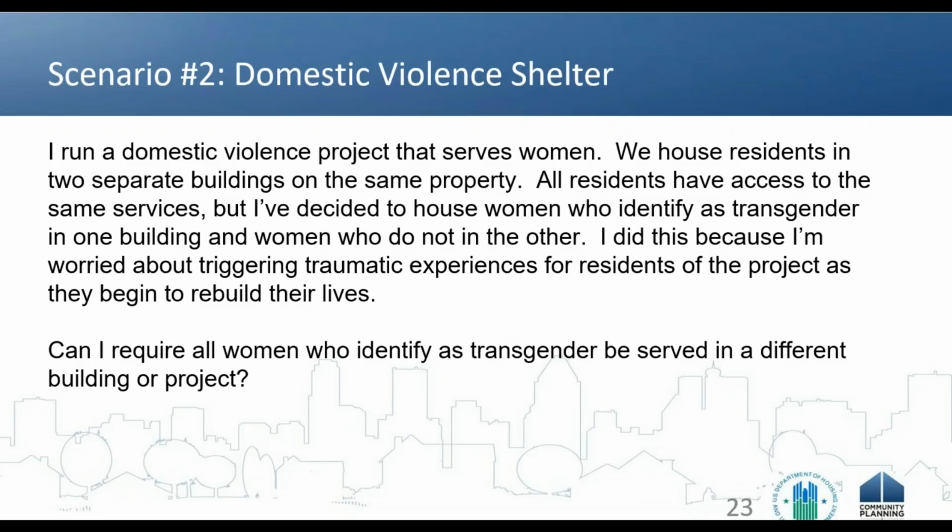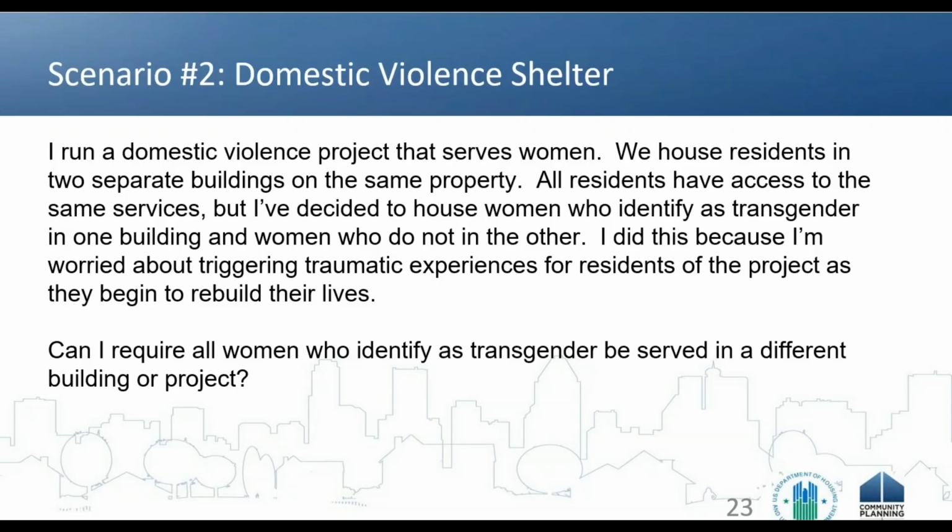So scenario 2, if I ran a domestic violence project that only serves women, housing residents in 2 separate buildings on the same property. All residents have access to the same services, but I've decided to house women who identify as transgender in one building and women who do not in the other. I did this because I'm worried about triggering traumatic experiences for residents of the project as they begin to rebuild their lives. Can I require all women who identify as transgender be served in a different building or project?